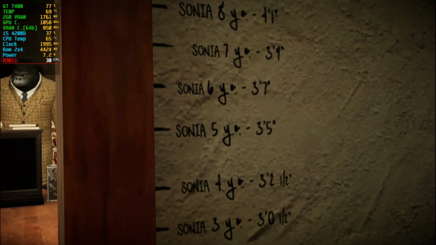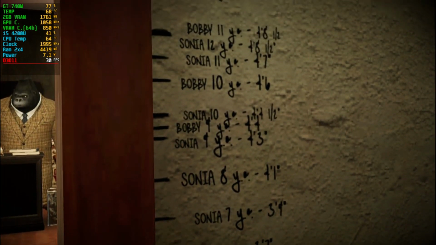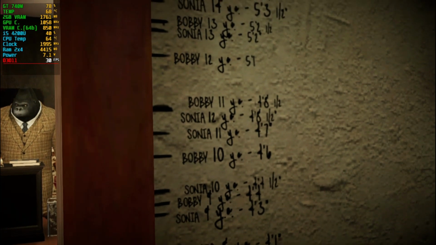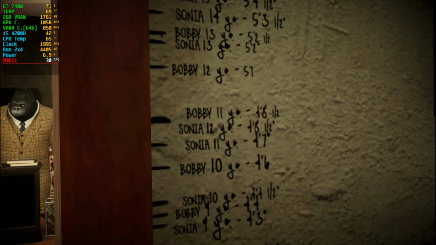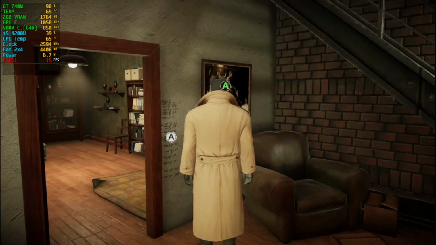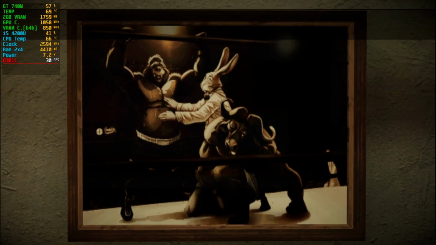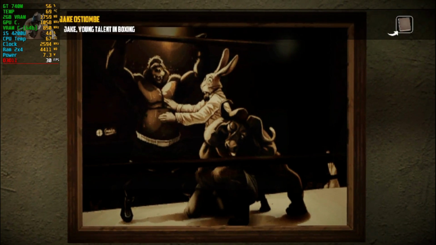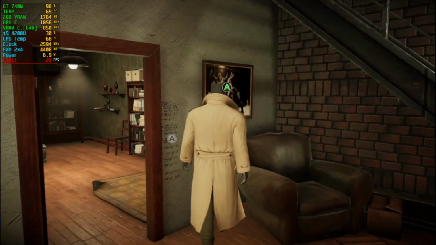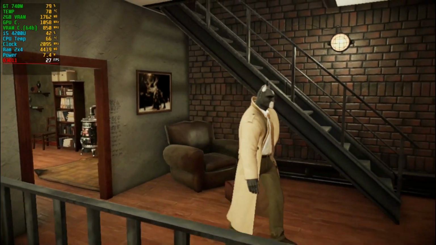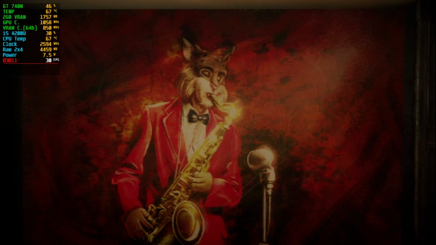Looks like Dunn liked to measure his daughter and Bobby Yale each year. Sonia's measurements stop at 18, and there's a gap in Bobby's between ages 15 and 17. I remember that fight, back when Jake was coming up the ranks. Is that done? Wow.